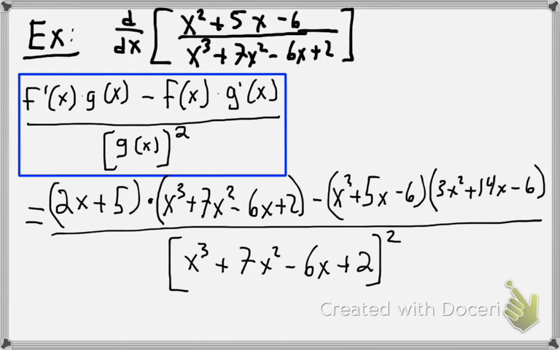We have the derivative of the top, which is 2x plus 5, multiplied by the bottom function, which is x cubed plus 7x squared minus 6x plus 2, and then we subtract the top function, which is x squared plus 5x minus 6, multiplied by the derivative of the bottom function, which is 3x squared plus 14x minus 6. And then we put all of that over the bottom function, x cubed plus 7x squared minus 6x plus 2, quantity squared.